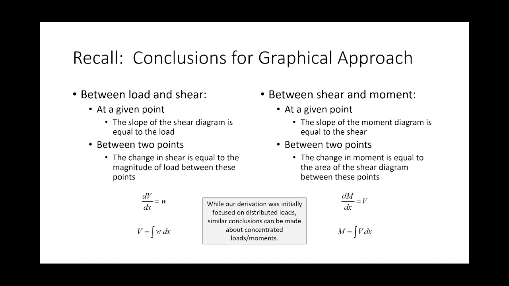At any given point, the slope of the shear diagram is equal to the load, right? And in between 2 points, the change in shear is equal to the magnitude of load between those 2 points. And then at any given point, the slope of the moment diagram is equal to the shear. And between 2 points, the change in moment is equal to the area of the shear diagram. That hasn't changed. Even when we did the triangular load diagram, if you wanted to break out calculus and integrate that shear function from 0 to whatever, that would give you the change in moment.